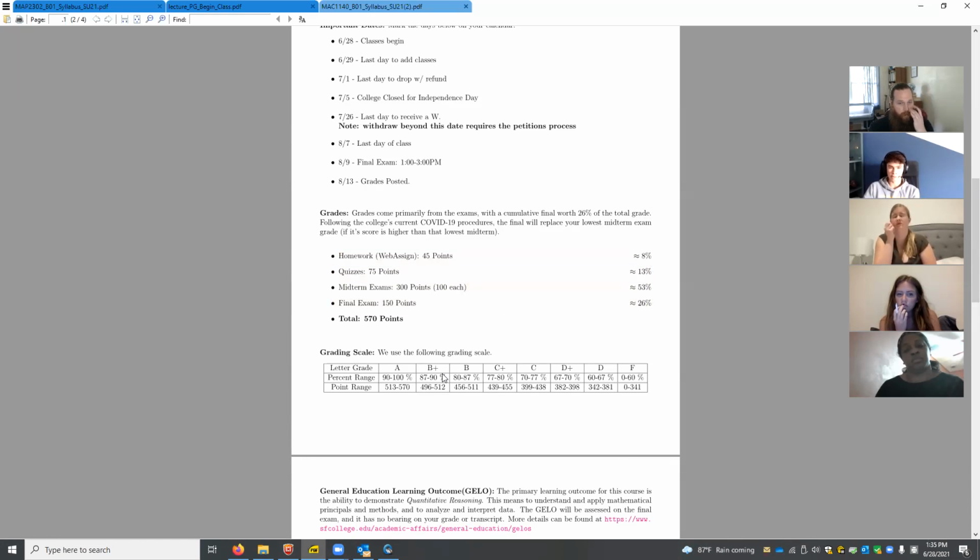The grade scale is the standard one. 90 to 100 is an A. We go down 10 points per grade. And then the top 3% in each category earns the plus designation. So an 87 is a B+.